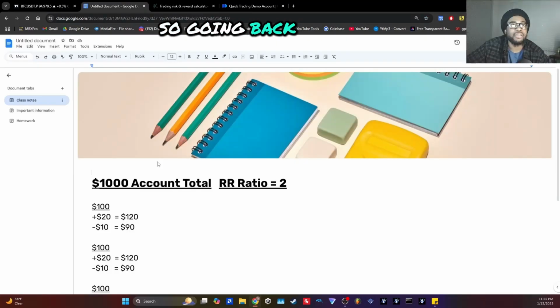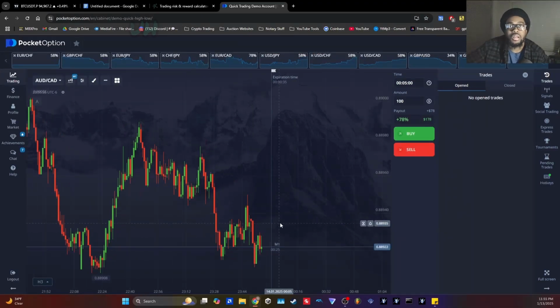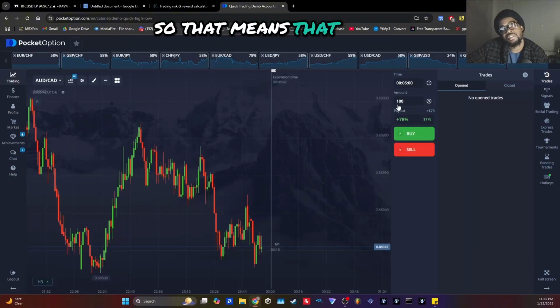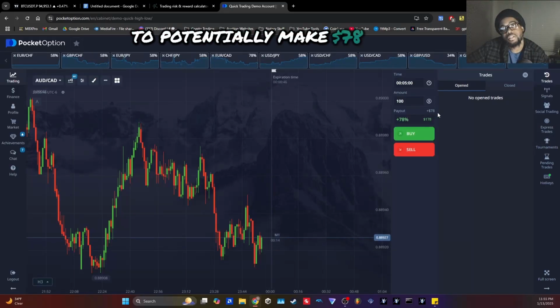So going back to Pocket Option, you can see that the payout is only 78%. So that means that you're risking $100 to potentially make $78, right?